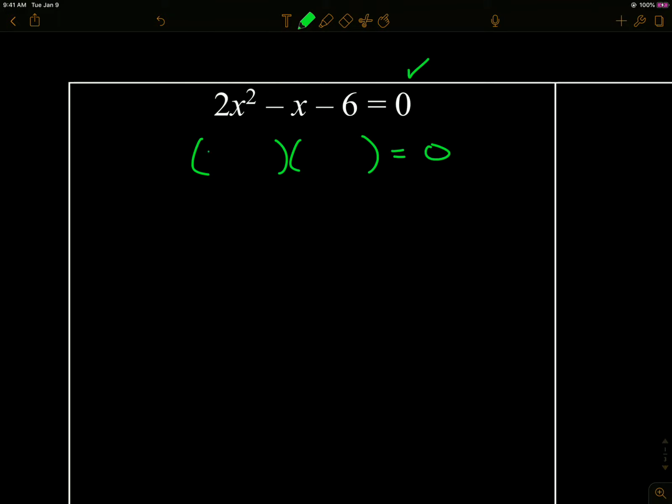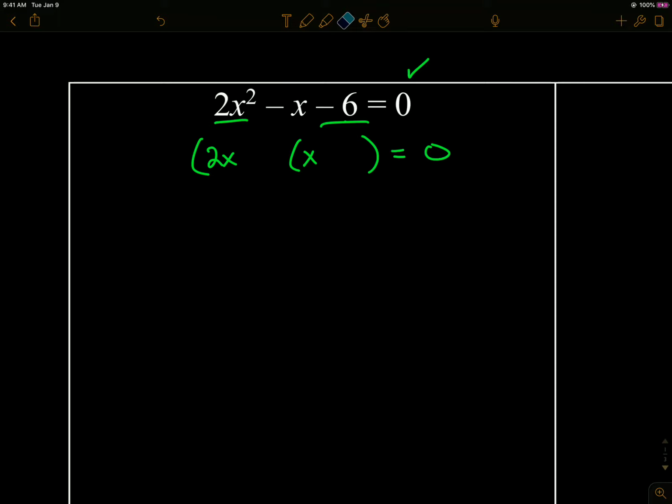This one might be easy enough to come up with combinations. I've got 2x and I've got x. I don't know, but I'm going to try 2 and 3, and we'll try negative, positive. So 2x, I've got to check it now. 2x times x is 2x squared. Negative 2 times 3 is negative 6. Now I've got to check the middle. 2x times 3 is 6x, minus 2x is 4x, so that doesn't work.